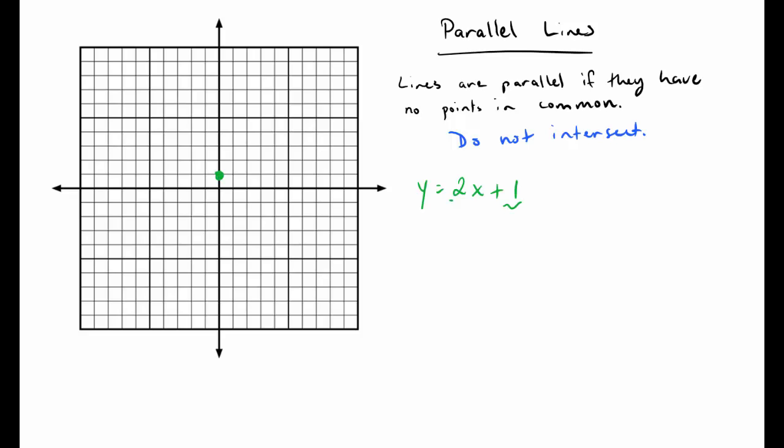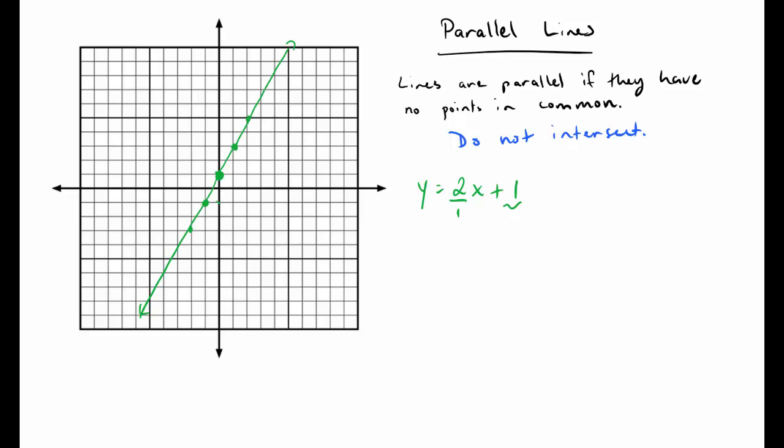And then we're going to go up 2 for every 1 we go over, or down 2 for every 1 we go to the left. Okay, maybe get a couple more points in there. And we can graph that out.